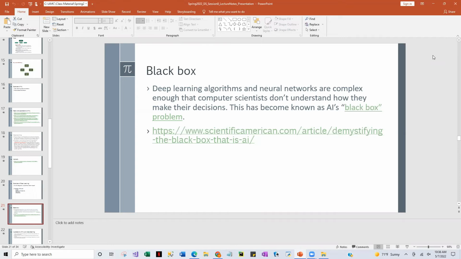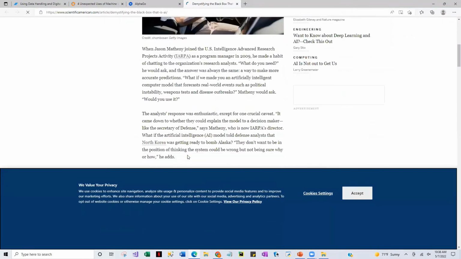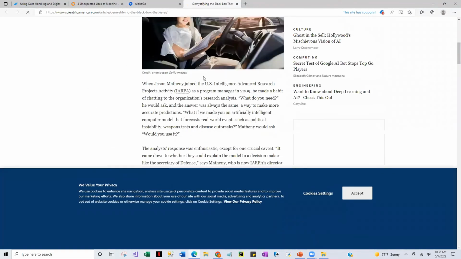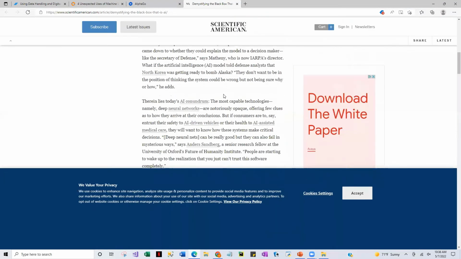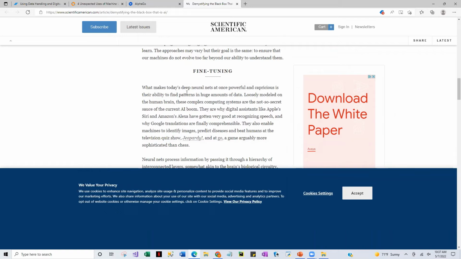So you need to know about that too, because whenever we are going to use AI, deep learning and machine learning, you need to know what the pitfalls in this program are, or what challenges we have. So this is one of the challenges we have, and I have an article to share here. This is about AI activity in the US intelligence agency. They were talking about the black box, and how each and every program is going to evolve.